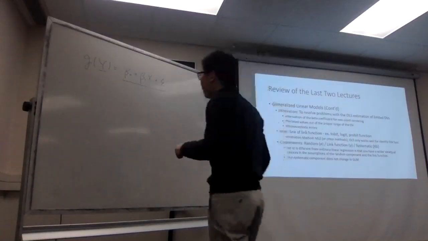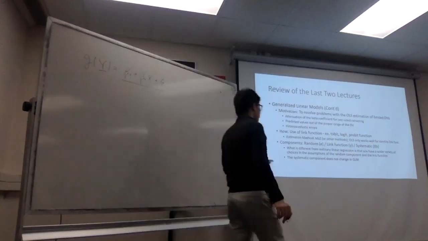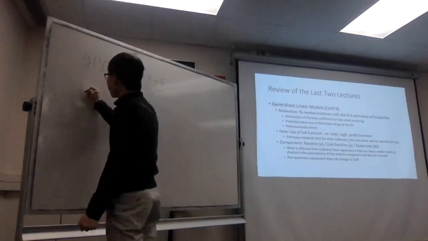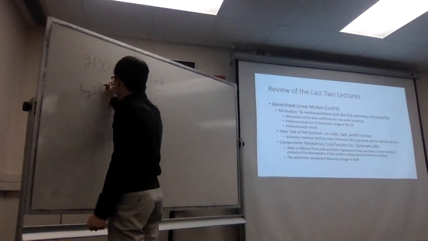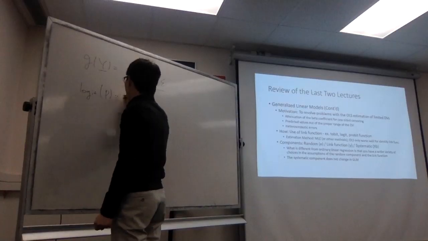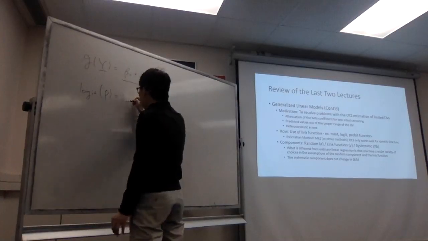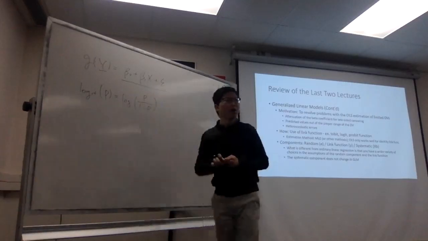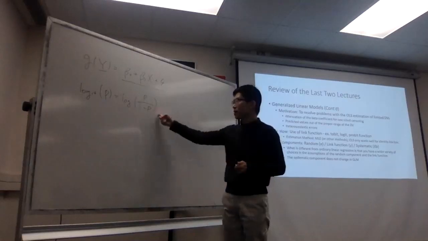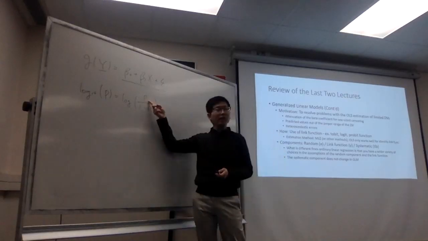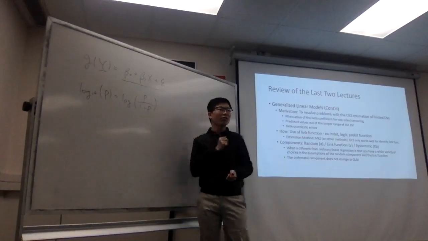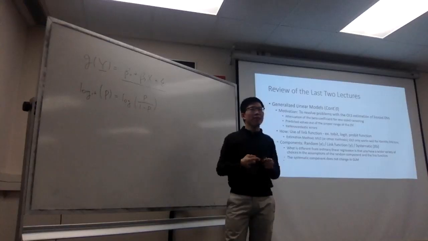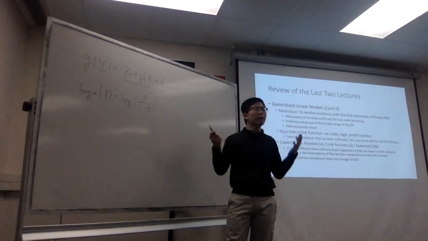For example, the logit function is one of the examples. The logit function is the log of p divided by 1 minus p. I'll explain that in more detail, but it looks like that, where p is the probability of y being 1, say, the probability of graduating from high school.